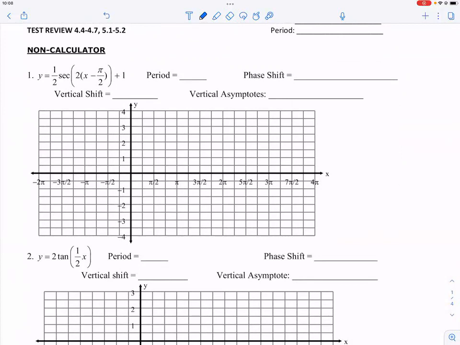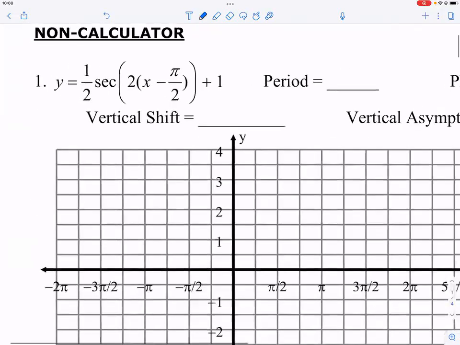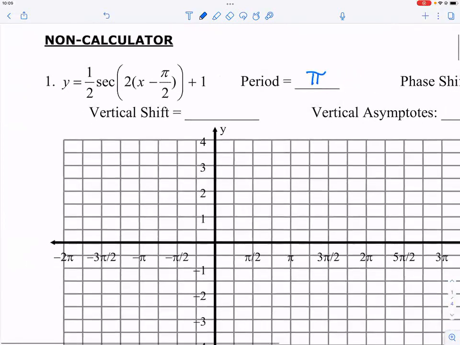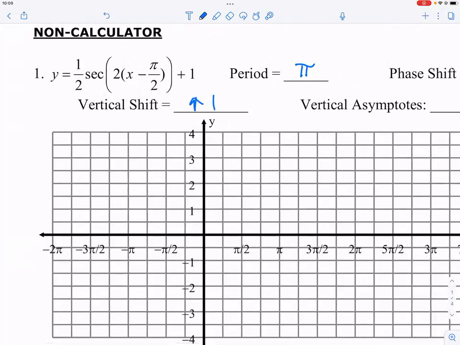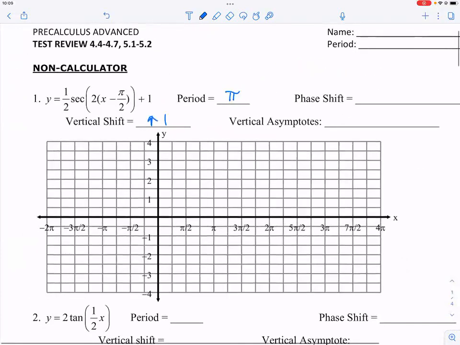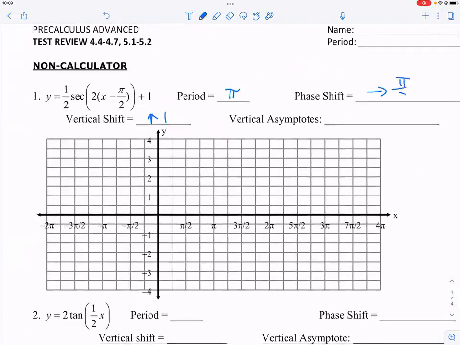Now, I would say most of you were able to write out all the shifts, periods, and stuff. For example, what's the period for this? The period for this would be pi. And the vertical shift is up 1. Phase shift would be right pi over 2.